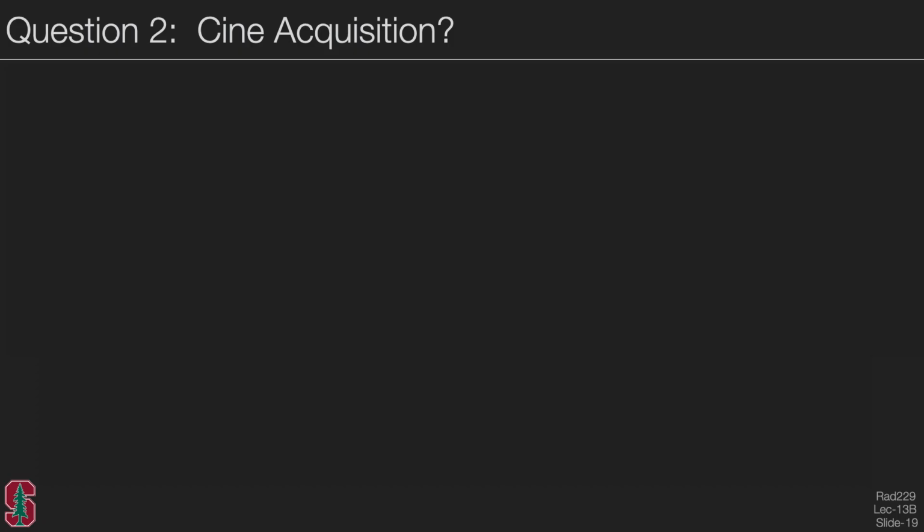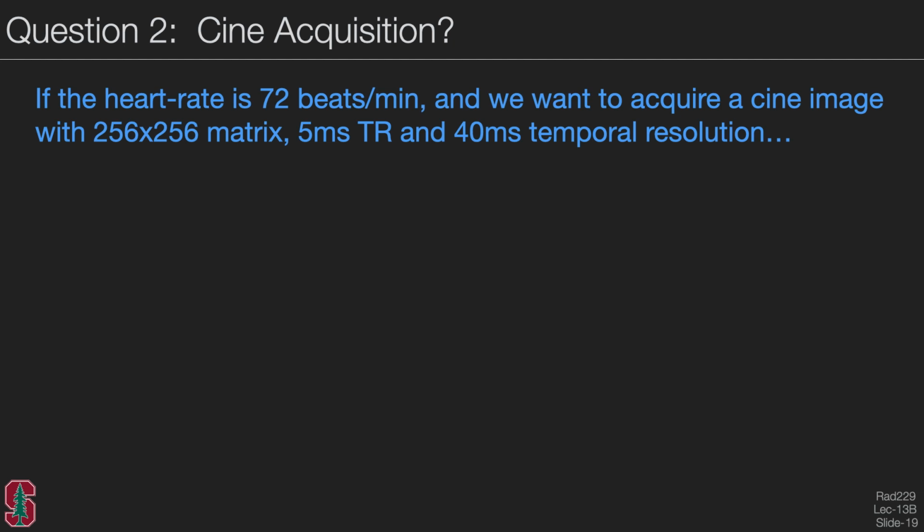So here is a question. Let's look at a question on Cine acquisition. If the heart rate is 72 beats per minute and we want to acquire a Cine image with a 256 by 256 matrix, 5 millisecond TR, and 40 millisecond temporal resolution, how many cardiac cycles are needed?